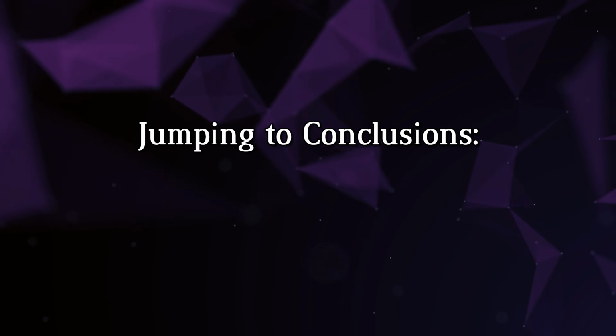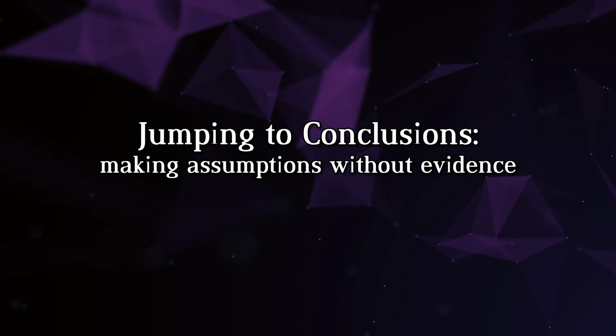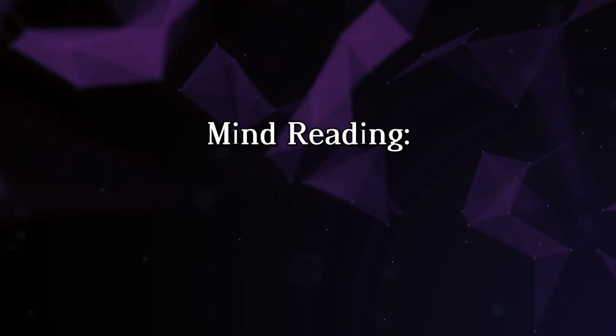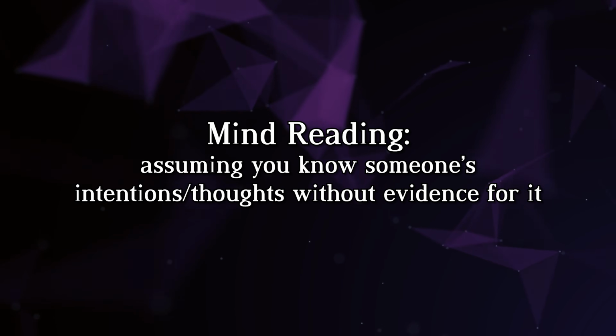There is also jumping to conclusions, which is making assumptions without evidence. And this one includes a few subtypes as well, such as mind reading. Assuming you know someone's intentions or thoughts without evidence for it. For example, you might say, that girl just looked my outfit up and down. She's probably judging me. Is she? I mean, maybe she was admiring it. If there was no evidence that she was negatively evaluating you while she made the gesture, it's not really fair to pretend you're a mind reader.